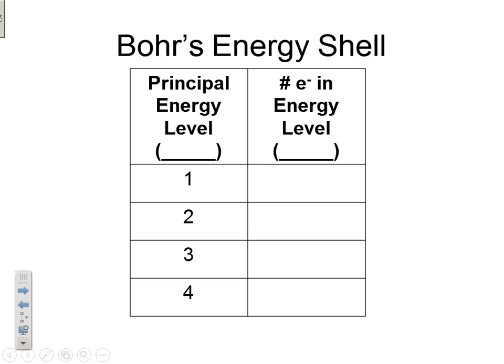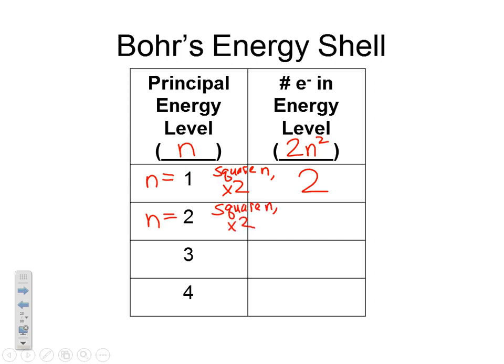So our principal energy level, remember that's n, and the number of electrons per that shell is 2n squared. So if n is equal to 1, we square n, and then multiply by 2. 1 squared is 1, times 2, we can only fit 2 electrons in the very first energy shell. If n is equal to 2, we do the same thing. We square n, and then multiply by 2. 2 times 2 is 4, and multiplied by 2 is 8. We can fit 8 electrons maximum in the second energy shell.